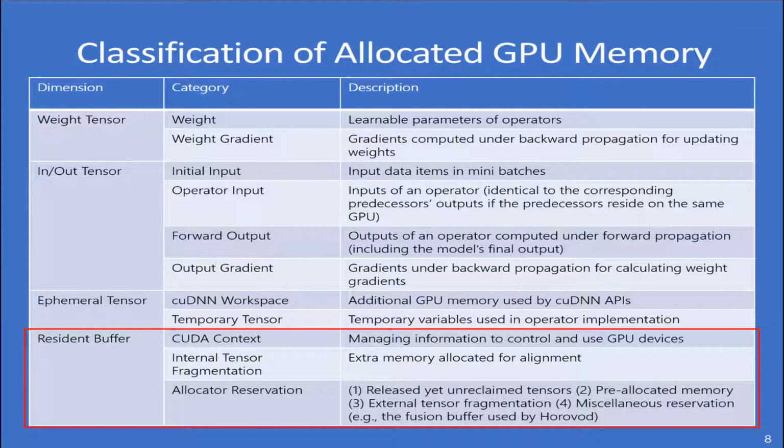And finally, we also summarize some allocator reservation. For example, released yet unclaimed tensors, pre-allocated memories, external tensor fragmentation, and the mysterious reservation, such as the fusion buffer used by Horovod.